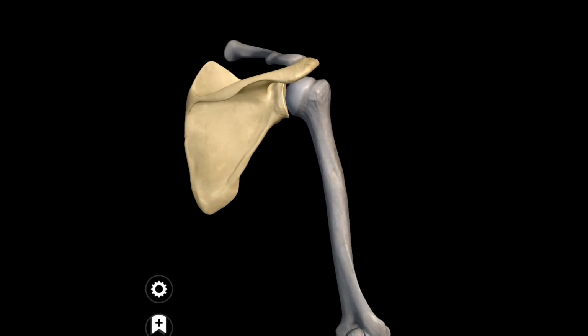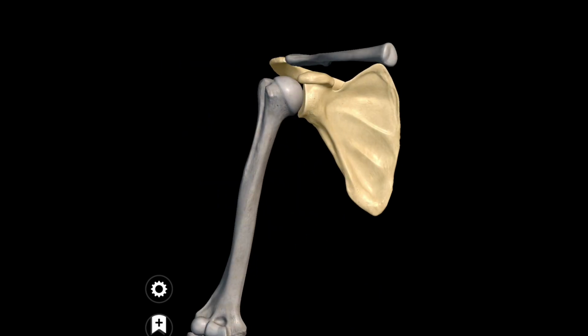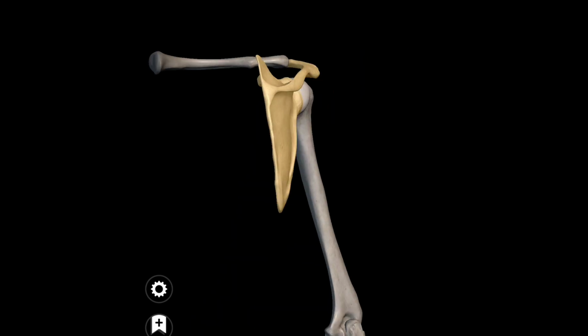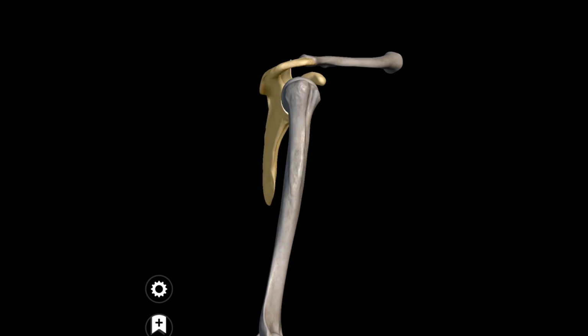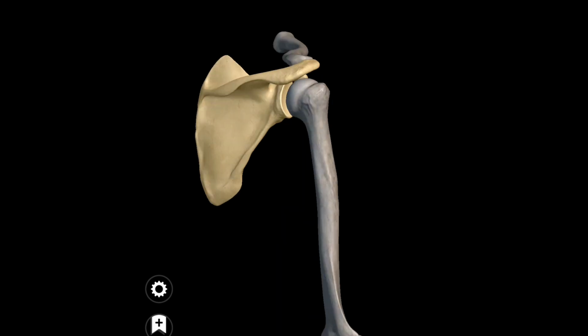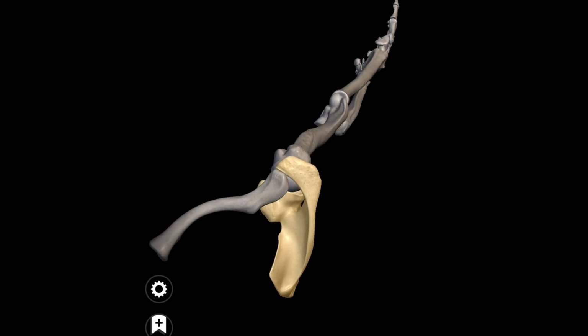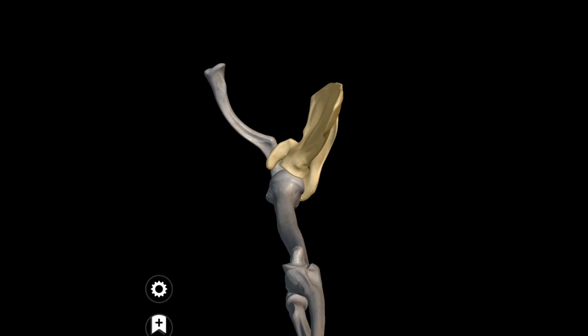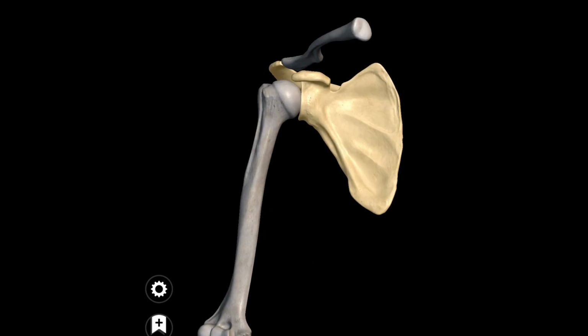This is the scapula. You can see it from all angles. This is from the anterior side, this is from the posterior side, this is from the lateral side, and this is from the medial side, this is from the superior side, and this is from the inferior side. So this is the scapula.